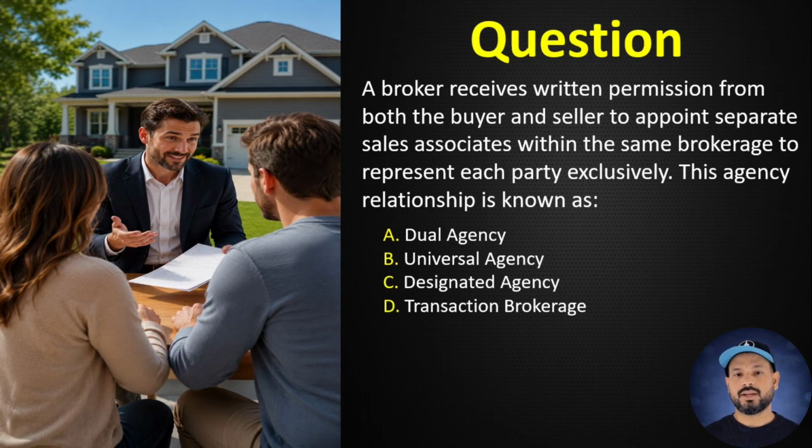Question number 31. A broker receives written permission from both the buyer and seller to appoint separate sales associates within the same brokerage to represent each party exclusively. This agency relationship is known as A. Dual agency, B. Universal agency, C. Designated agency, D. Transaction brokerage. Correct answer: C. Designated agency. Designated agency allows separate licensees within one brokerage to represent different clients.